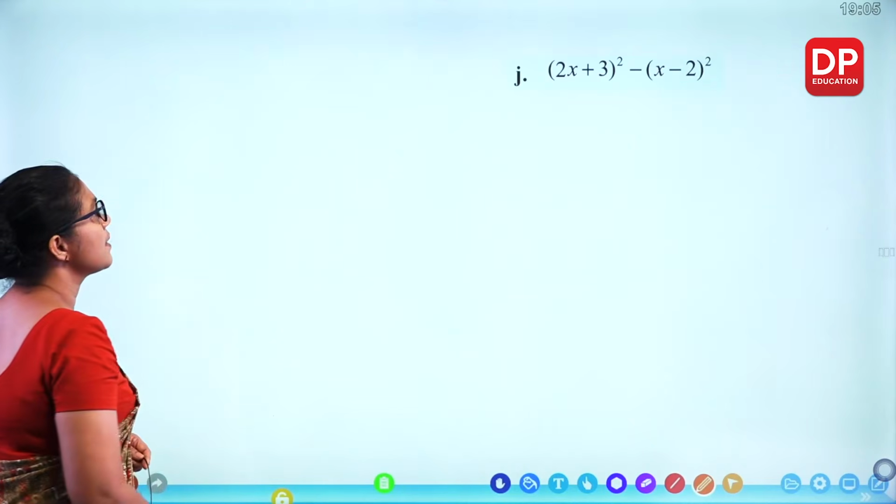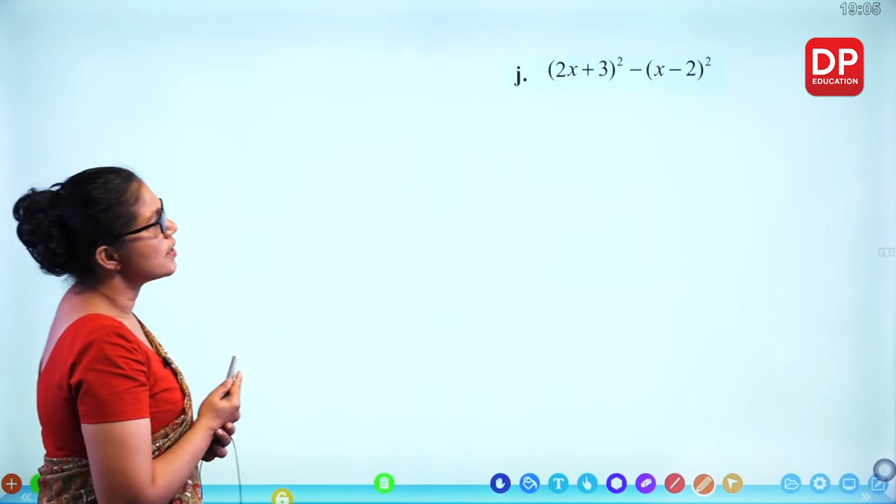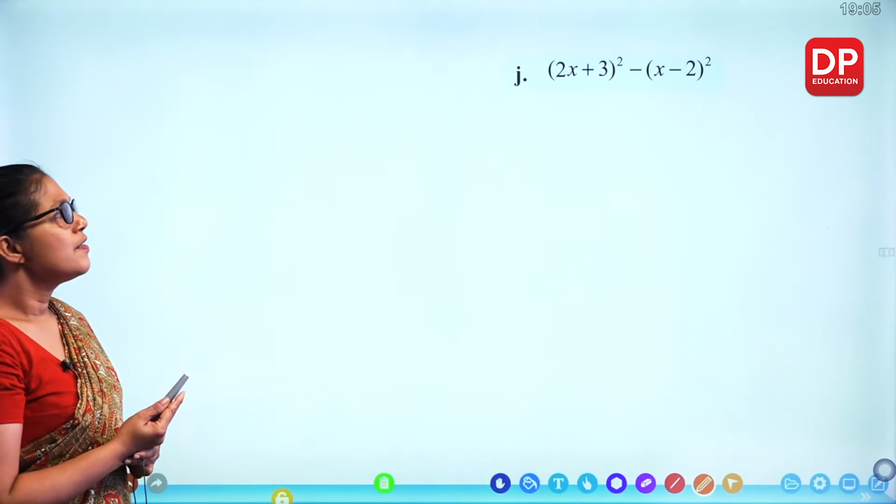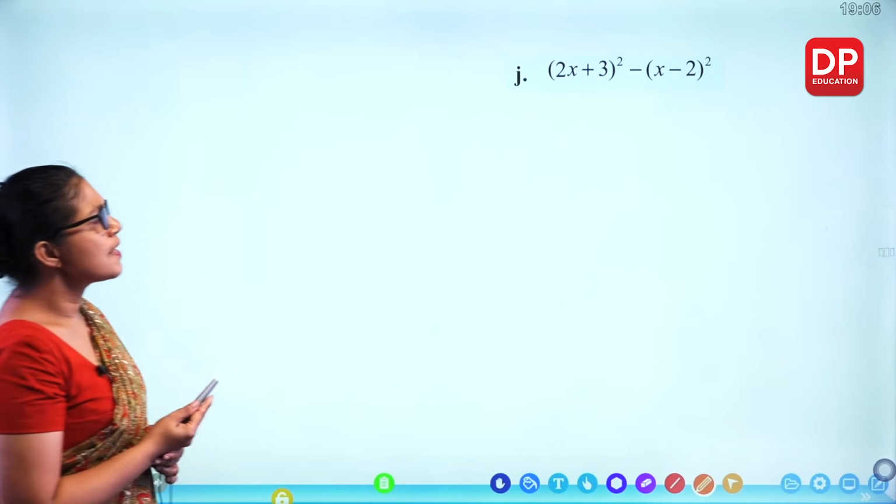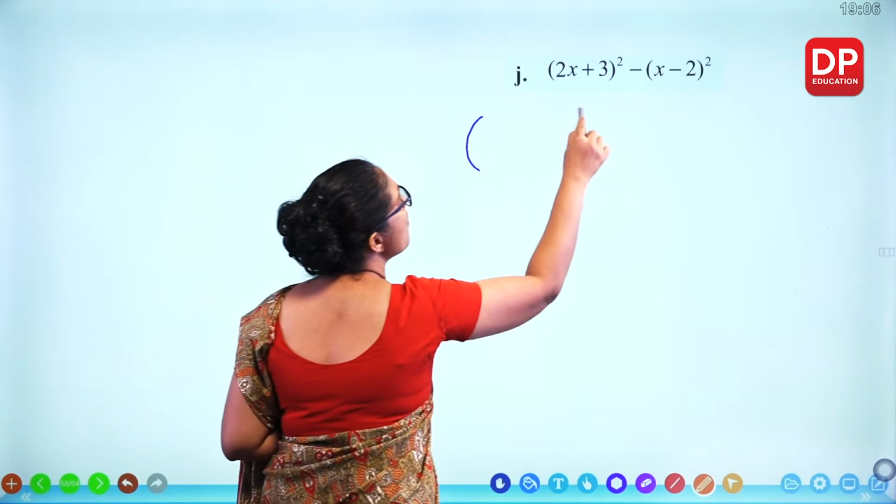Now we'll look at this question. Again, difference between 2 square terms given. Use the formula.